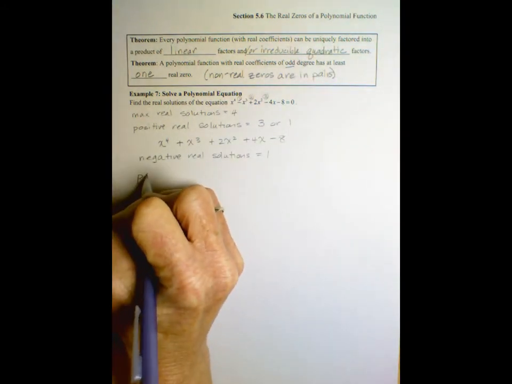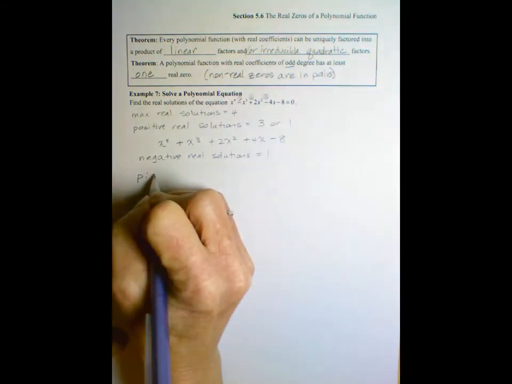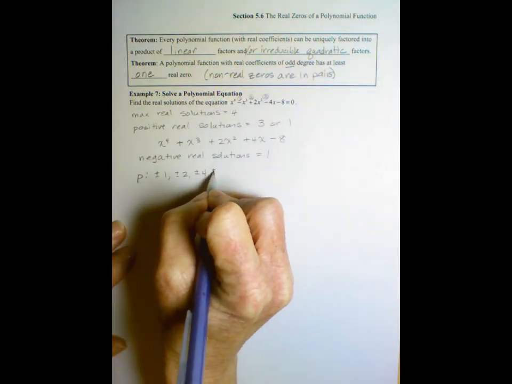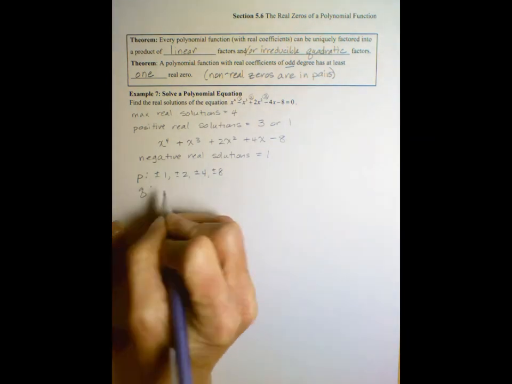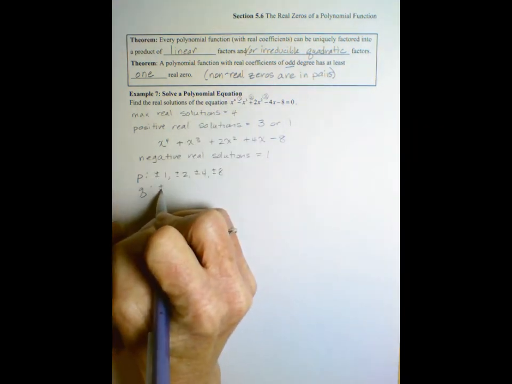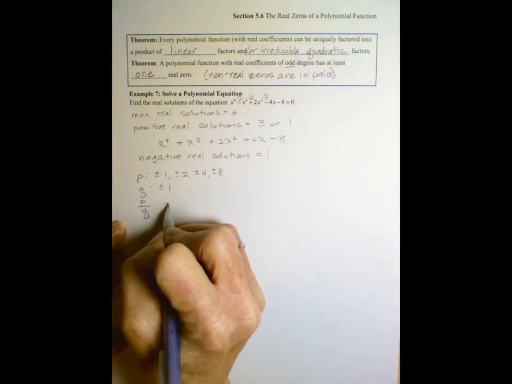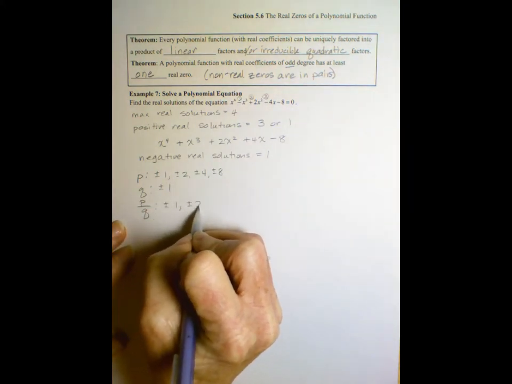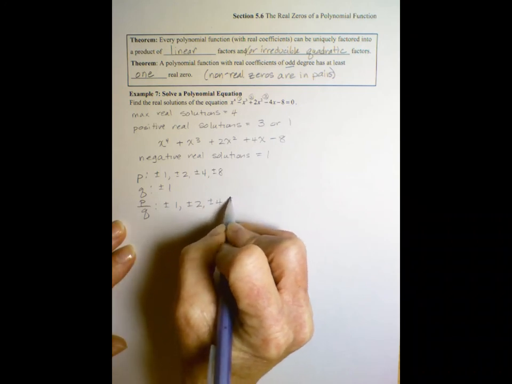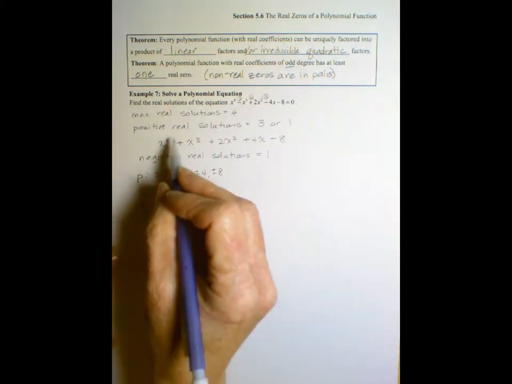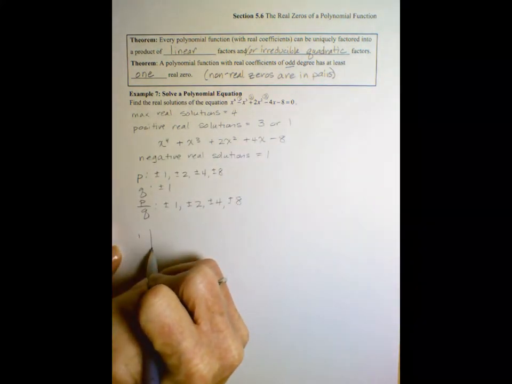All right, P are the factors of negative 8: plus or minus 1, plus or minus 2, plus or minus 4, and plus or minus 8. Q are the factors of positive 1: plus or minus 1. P over Q will be the same as P, right? Plus or minus 1, plus or minus 2, plus or minus 4, and plus or minus 8. All right, so we're looking for 3 positives. Let's maybe start with 1.